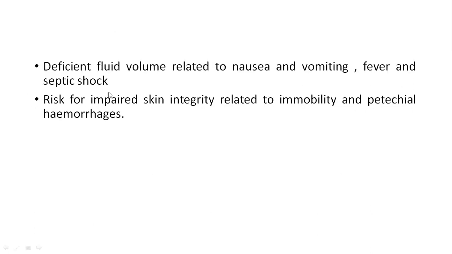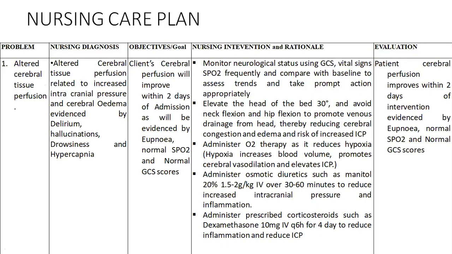Then the patient will have a deficient fluid volume related to nausea and vomiting. They'll have fever and also septic shock. Remember that a risk problem or a potential problem, when we state it in a nursing diagnosis, it will not have evidence. So also there will be risk for impaired skin integrity related to immobility and petechial hemorrhages, okay, especially with meningococcal meningitis. So let us now draw up a plan to care for this patient.